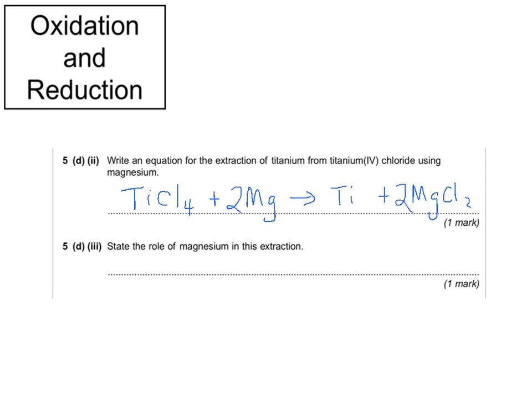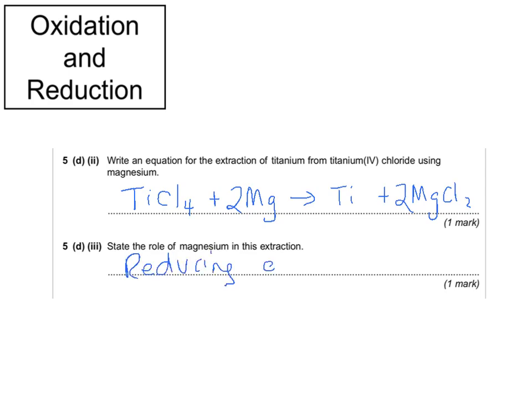And it says state the role of magnesium in this extraction. So you're basically asking whether it's an oxidizing agent or a reducing agent. And you can see that titanium here has 4 chlorines attached to it. Now each of those chlorines are going to be negatively charged. So the titanium is going to be positively charged here. And the titanium here is just an element, so it's going to be neutral. So if it's going from a positively charged thing to a neutral thing, it must be gaining electrons. So that is being reduced, which means the magnesium is facilitating that reduction, so it must be a reducing agent.